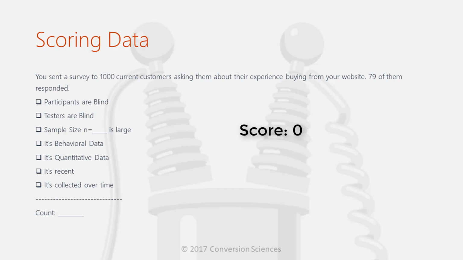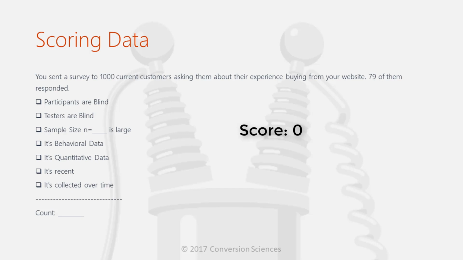Well, is the sample size 1,000? We sent it to 1,000 people. In this case, the sample size is 79, the number of people who responded. Just as in our motherboard example, the number of people who filled out a review reflects the size of the entire population. So sample size is not large at 79, although larger than most of our focus groups and panels will be. Is it behavioral data?